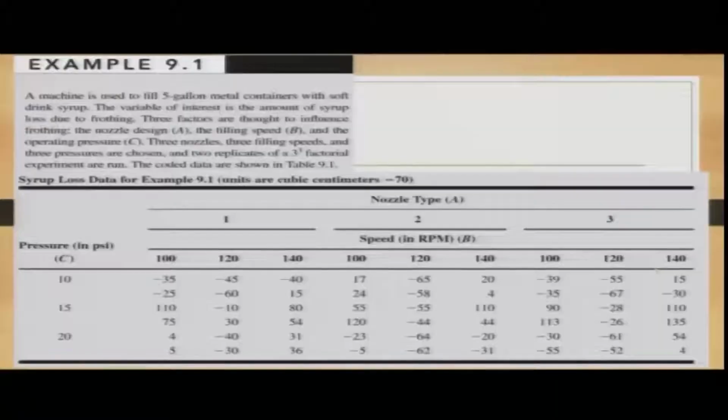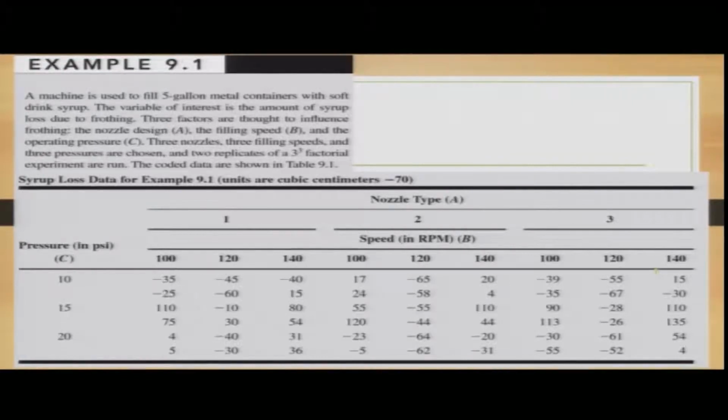And now we are choosing 3 levels of pressure. So, they can be denoted as +1, 0, -1, or 1, 2, 3, whatever the combination. Similarly, we can choose the filling speed also at 3 levels, and you can consider the 2 replicates which are there. So, if you consider the 3 factorial model, the pressures are in pounds per square inch, which is the leftmost column.